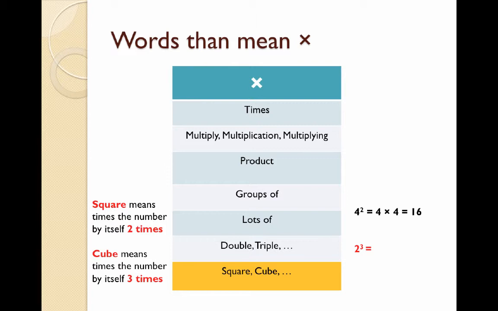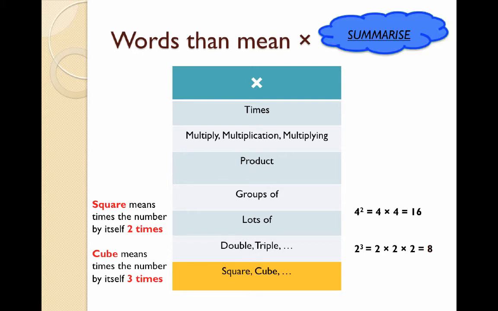Let's look at cubing. This is 2 cubed, or 2 to the power of 3. I need to take my 2 and multiply it by itself 3 times. Some people seem to think that it means 2 times 3, which gives you 6. That is not the answer. Okay, so get that out of your head. 2 to the power of 3, or 2 cubed, means 2 times 2 times 2. 2 times 2 is 4, times that by 2, and you get 8. And that's what cubing is.